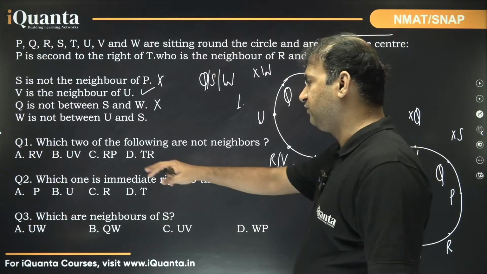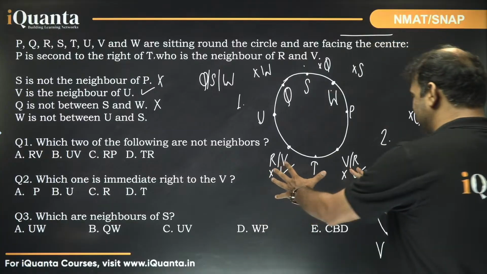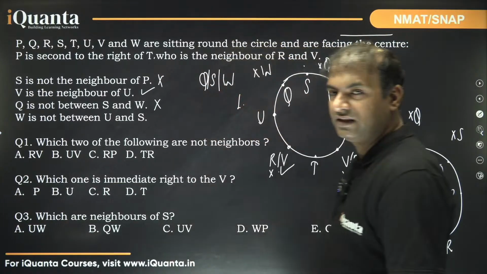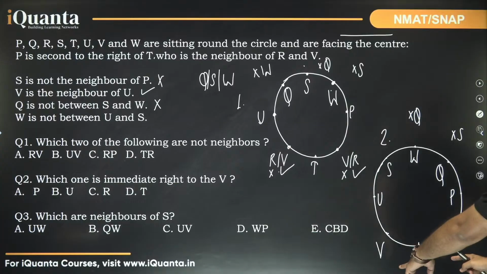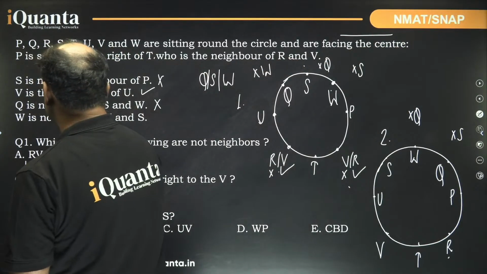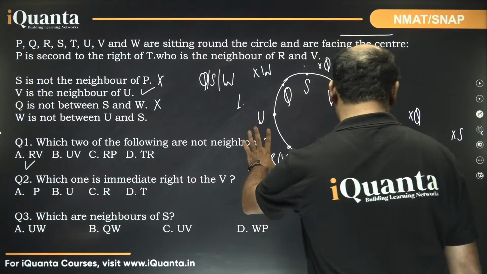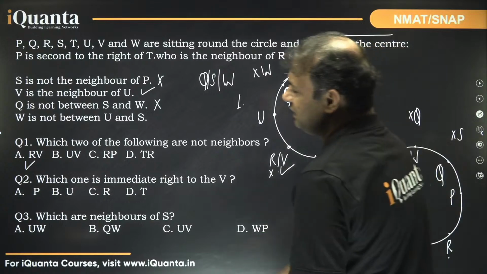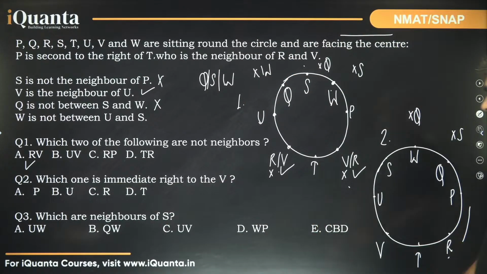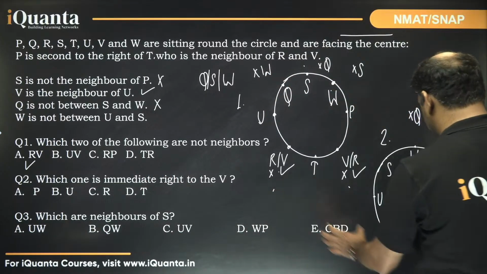Look at the first option, R and V. Yes, R and V, they can't be the neighbors actually, because if you remember, they both are the neighbors of T, right? So how can they be the neighbors, right? R and V, neither the neighbors in this case nor in this case. So this should be the right answer ideally. Second option, U and V, guys, if you see, they are the neighbors here, neighbors here as well. Third option, R and P are the neighbors in this arrangement, right? Fourth option, T and R. So T and R are neighbors in both the cases, right?